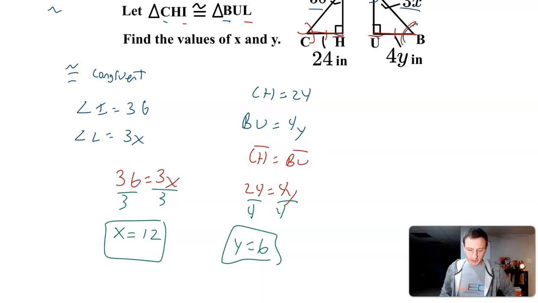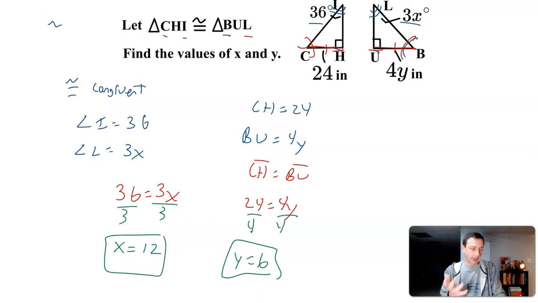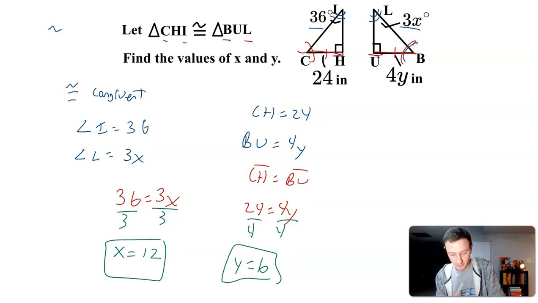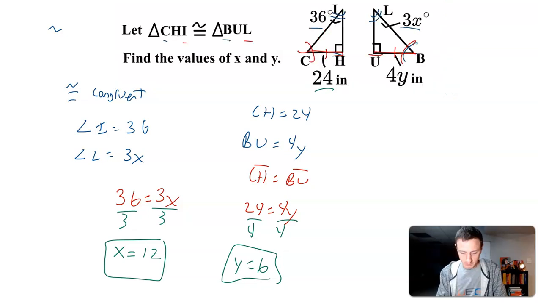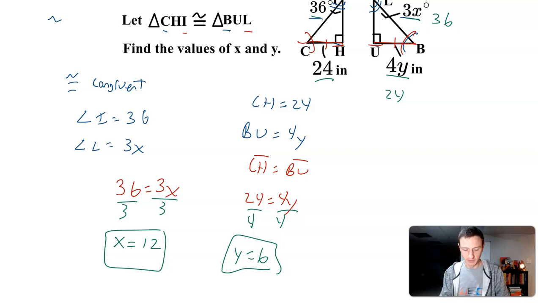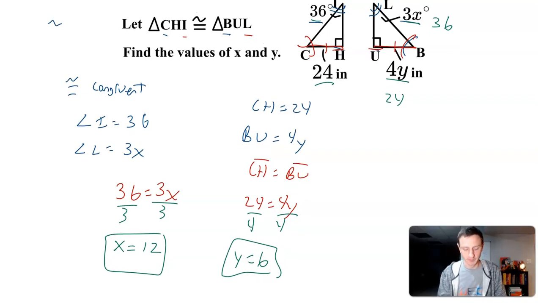It's just asking for values of x and y, and we know the angle values and the side already. This is 24, so that's also going to be 24, but we were using that information to figure out what y was equal to. And then same thing with the angle. We know this is 36, so this is also 36, but we already knew that because we already talked about the congruence, and we got the x value being 12, y value being 6.